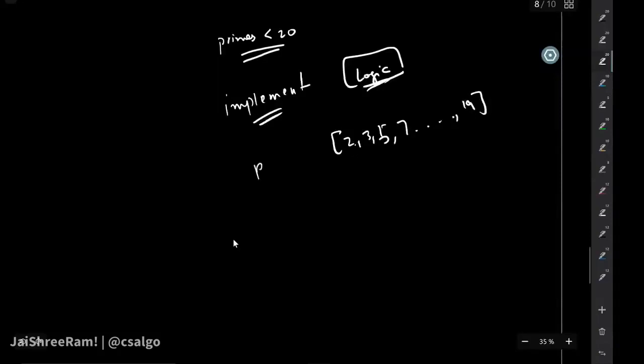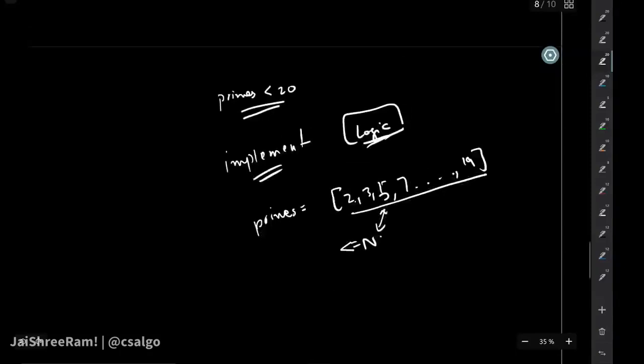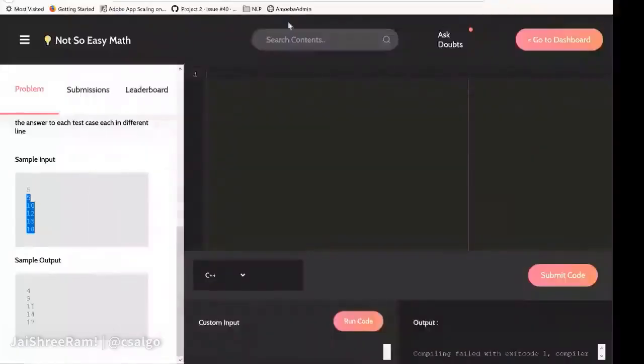So given an array of primes, you need to find what all numbers there are which are less than n and which are divisible by these prime numbers. How many numbers are there which are less than or equal to n and are divisible by these numbers? So this is what you need to compute. Okay, so guys, I'm going to start with the coding part, and let's see.